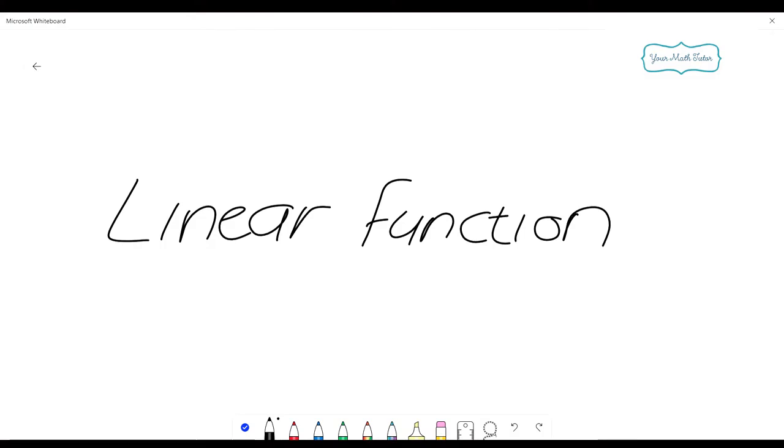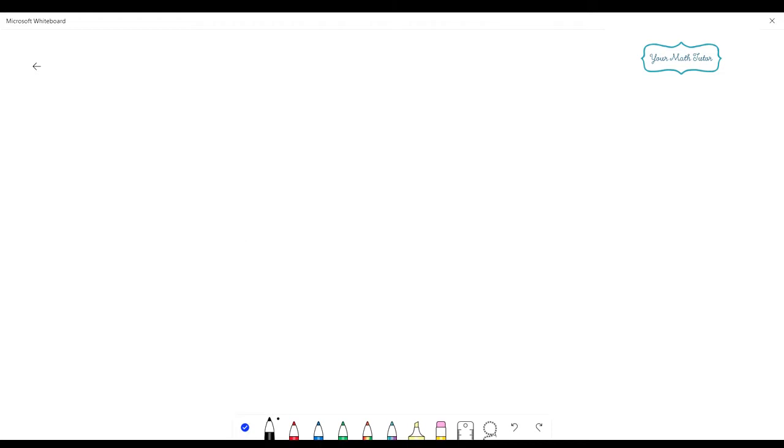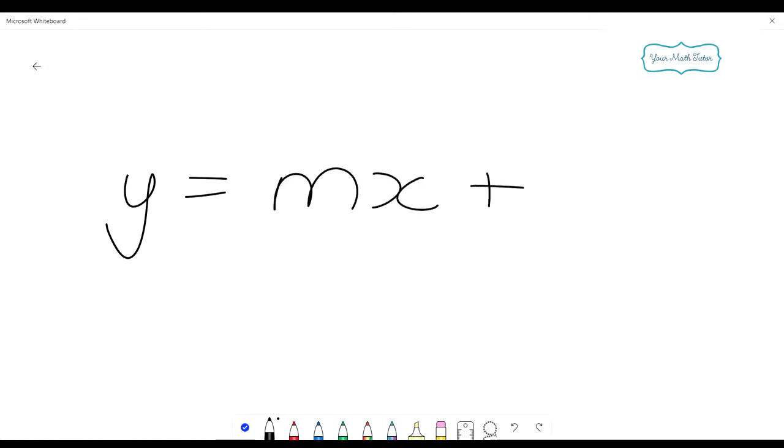To discuss linear functions. Linear functions are the functions that are in the form y = mx + c. What is important to note with linear functions is that our variable x is always to the power 1.